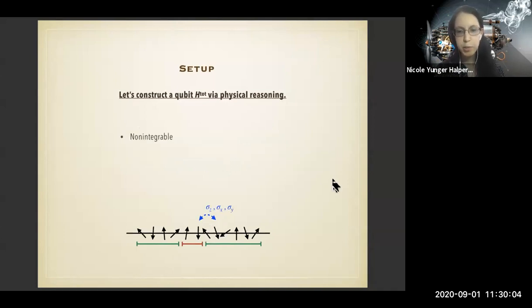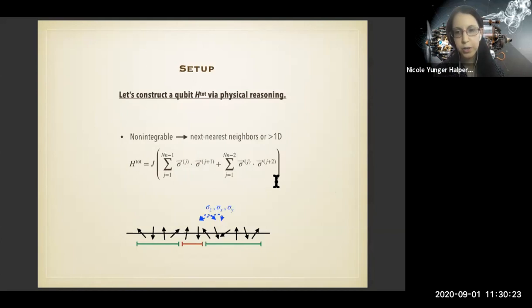I said that this Hamiltonian should be non-integrable. The nearest neighbor Heisenberg model is integrable, but we can break integrability in two ways. We could either introduce a next nearest neighbor term, or we can make the lattice greater than one dimensional. I'm going to take the first option. So here is our nearest neighbor term. Here is our next nearest neighbor term.